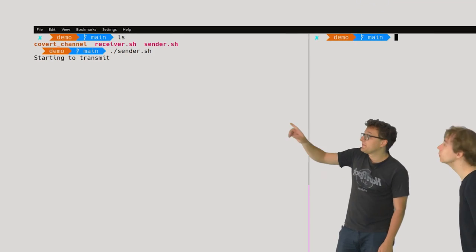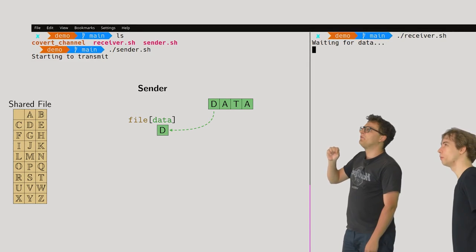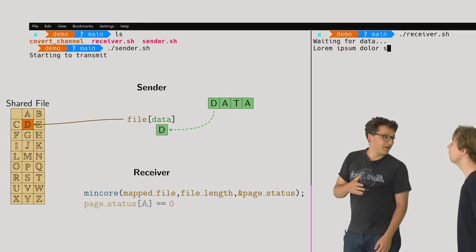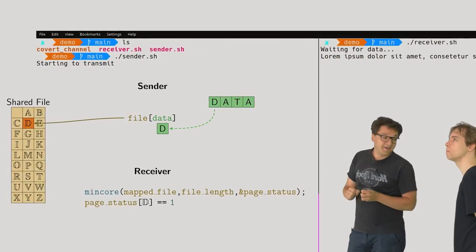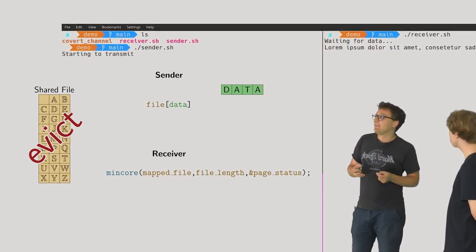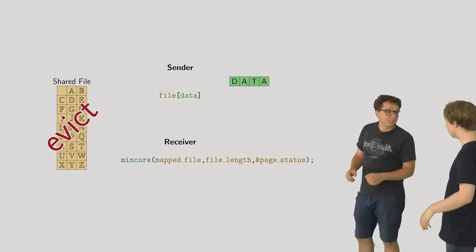Okay, let me try that. Look at this. I can transmit data through a covert channel using the page cache. I use the mincore function to check whether a page is resident in memory or not. And then evict the whole memory by accessing a lot of other data from other files that also occupy the page cache. That's pretty bad.